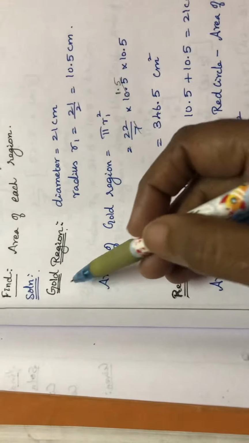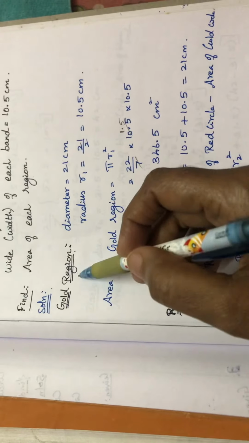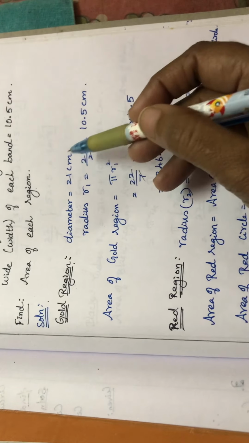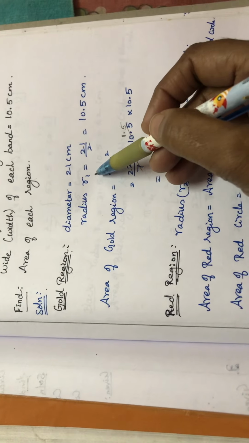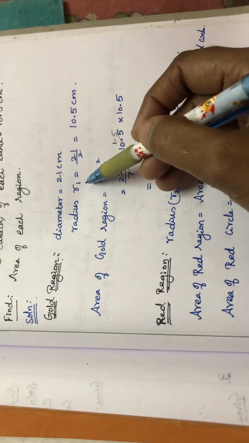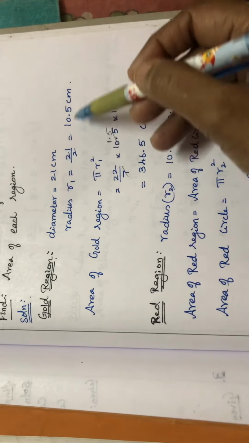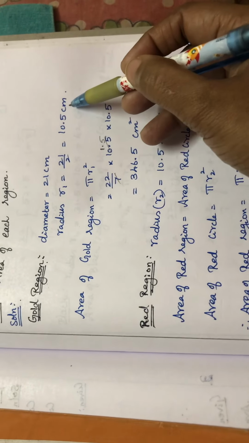So for the first gold region, it is the solution. Gold region diameter is given as 21. From that I can find the radius. For this first region, the gold region, I am taking it as R1. Radius is equal to 21 by 2, which is equal to 10.5 centimeter.